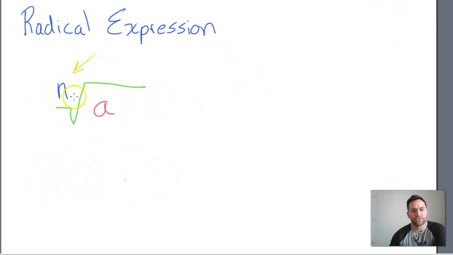So the positive integer n is the index, root, or order of the radical, where the radicand is a here, the pink a. That represents the radicand. The blue n represents the index, order, or root of the radical, and the radical is this green symbol right here. And again, if the index is omitted, we assume a 2. So that's what's going on with radical expressions.